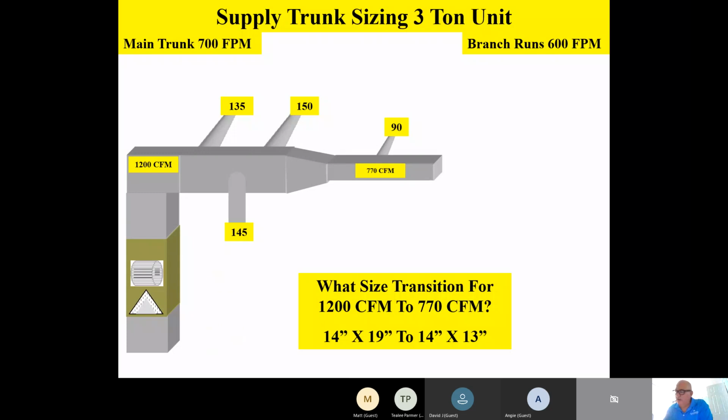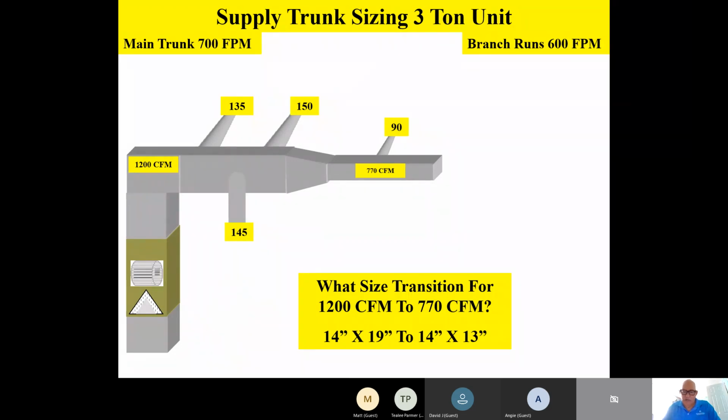So if we're sizing our takeoffs according to velocity, which is the preferred method, at 90 CFM at 600 feet a minute velocity, it looks like we're going to need about a 5-inch duct, or you could go to 5.5-inch duct, but they don't make a 5.5-inch duct. So a 5-inch round duct would be sufficient for that 90 CFM on that particular run. Any questions or comments on that? Is everybody good?